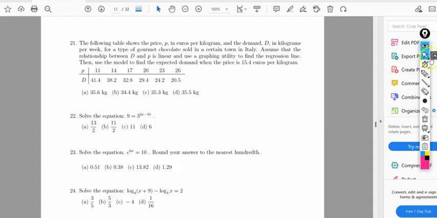Okay, let's keep going. All right. Assume that the relationship is linear. So you're going to use linear regression. So we're going to put these in a list. Your x values, which are your first row, is going to be in list 1. And your y values, which is the second row, is going to be list 2.